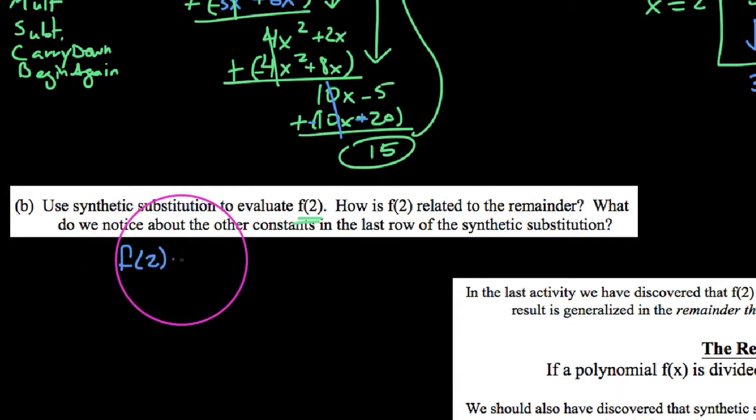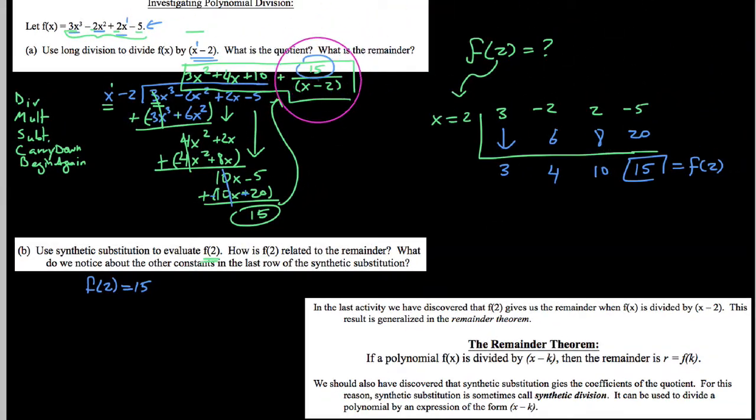I would write in the section f of 2 equals 15. But it says, how is f of 2 related to the remainder we did in this last problem? What I want everybody to notice is this remainder. You can see up here, we got 3x squared plus 4x plus 10 plus 15 over x minus 2. This thing right here is the remainder of a division problem. So how is f of 2 related to the remainder?